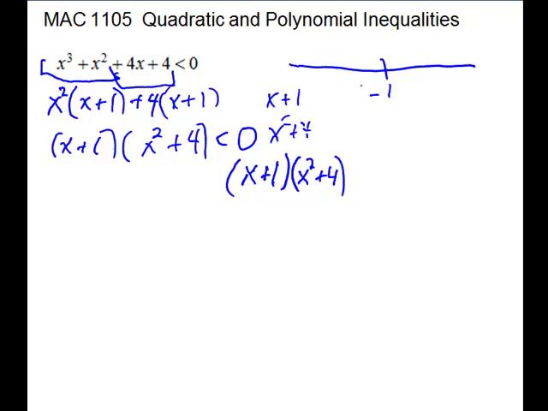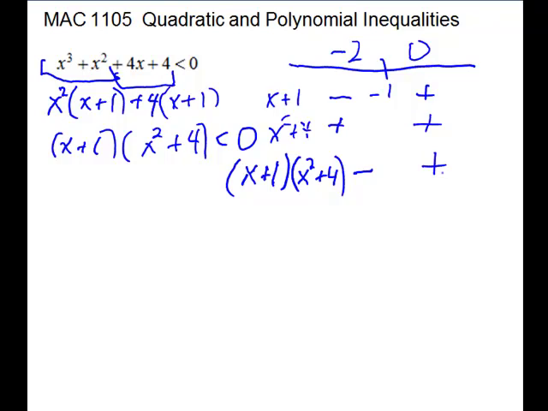Right, so something smaller than negative 1, let's try a negative 2, and bigger, we'll try 0. So negative 2 plus 1 is going to give us negative. Negative 2 squared would give us a positive 4, and a positive 4 would give us positive. And the product of these two, a negative times a positive, will give us negative. If we plug in 0, 0 plus 1 is going to be positive. And 0 squared is 0, plus 4 is going to be positive. Positive times positive is going to give us positive.